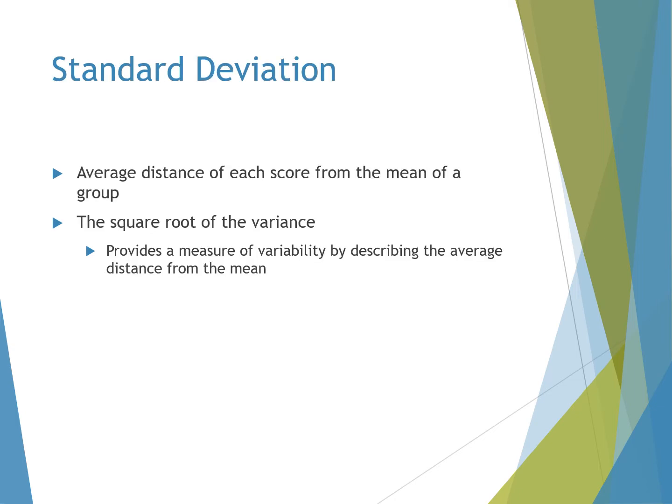Standard deviation is one way to measure this. Standard deviation is the average distance of each score from the mean of a group. Not everyone responds the same way in each condition. When we look at standard deviation, we're talking about a deviation, which is how far a score is from the mean. And the standard deviation is the average distance from the mean.